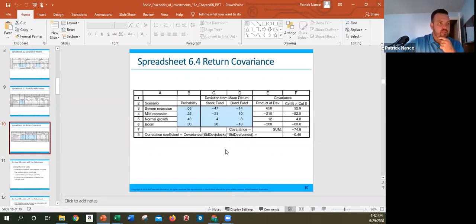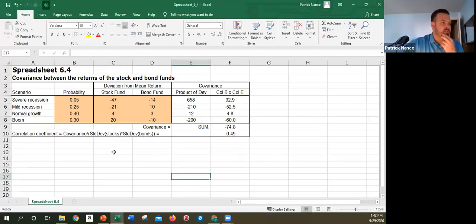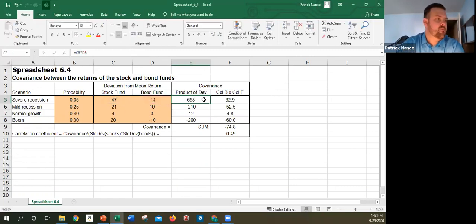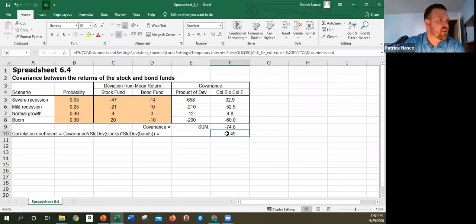All right, expected return covariance. So now we're looking at how they vary with one another, okay, with stocks versus bonds. So we have, again, these are the filled in numbers that we have. We multiply my stock fund times my bond fund to get my product deviation. And then I take my column B, which is my probability, times my product deviation, to find what my covariance is. Correlation coefficient is my covariance divided by my standard deviation in stocks times my standard deviation in bonds.